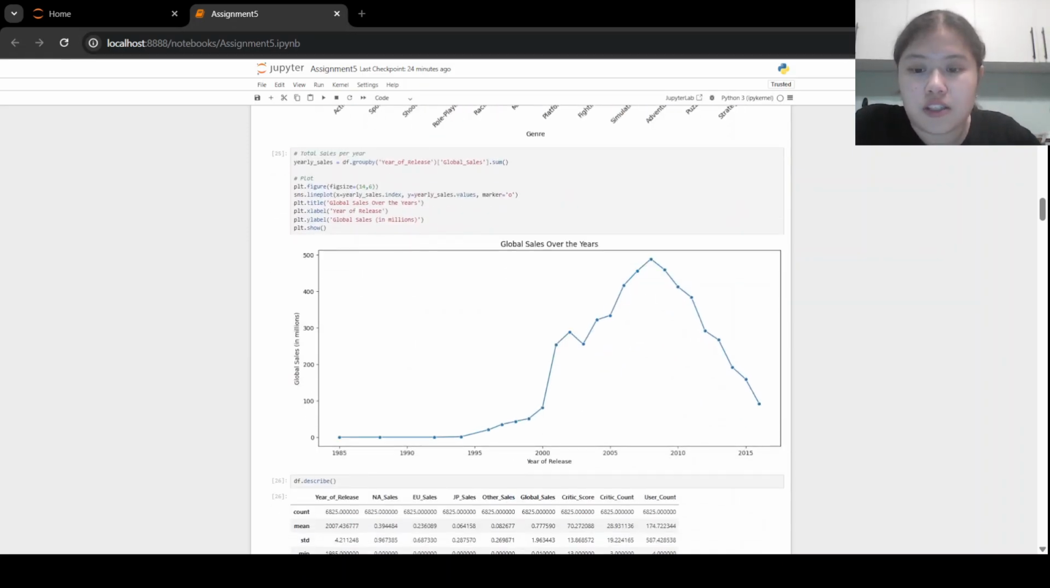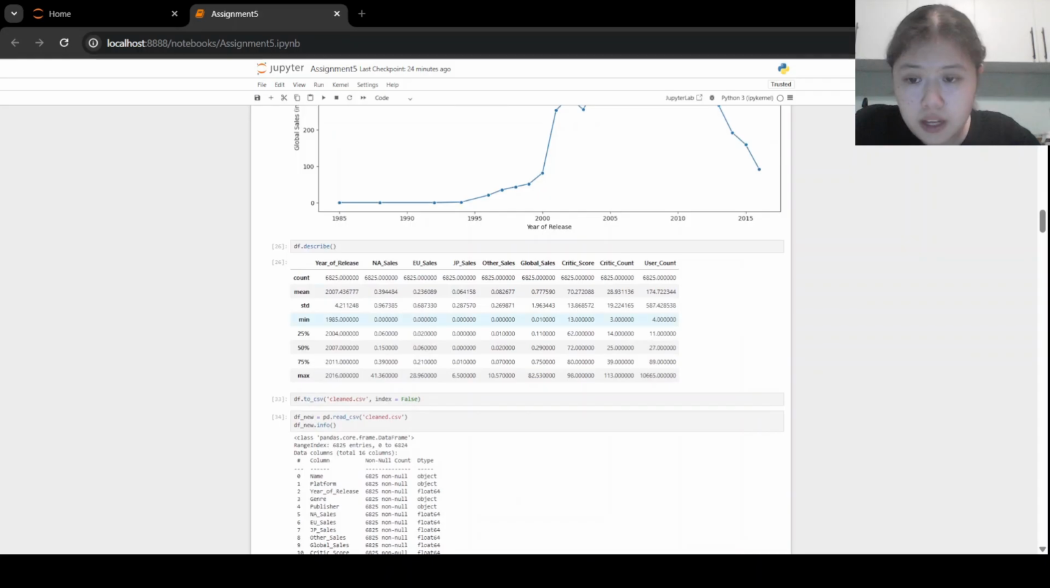And this is the total sales per year, and in here you can see that ever since the internet started becoming the main part of people's life, it started growing exponentially. And here is the df describe, which is not really helpful in our case, but it's still important to see.